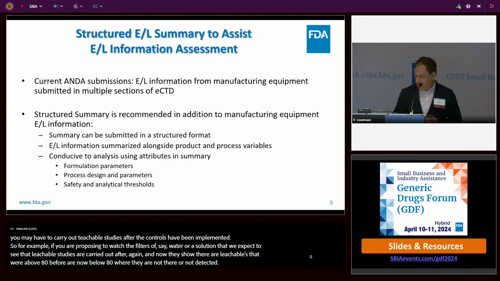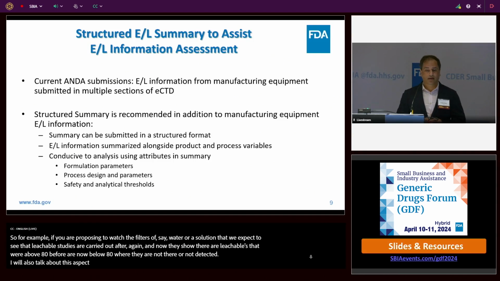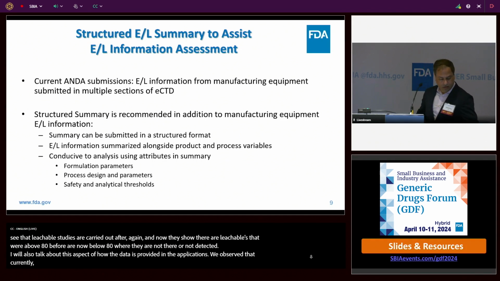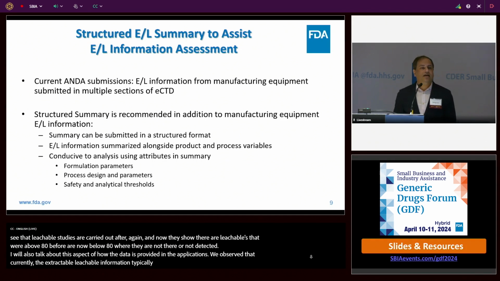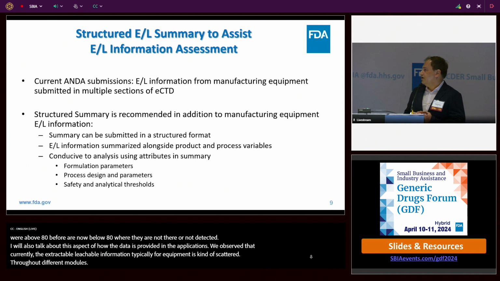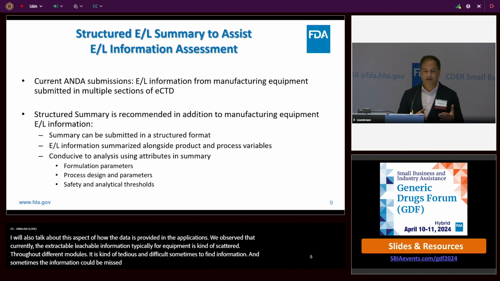I'll also talk about this aspect of how the data is provided typically in the ANDA applications. So we observe that currently the extractable leachable information typically for the equipment is scattered throughout different modules, and it's tedious or difficult sometimes to even find the information. And sometimes the information could be missed if it is not easily accessible.